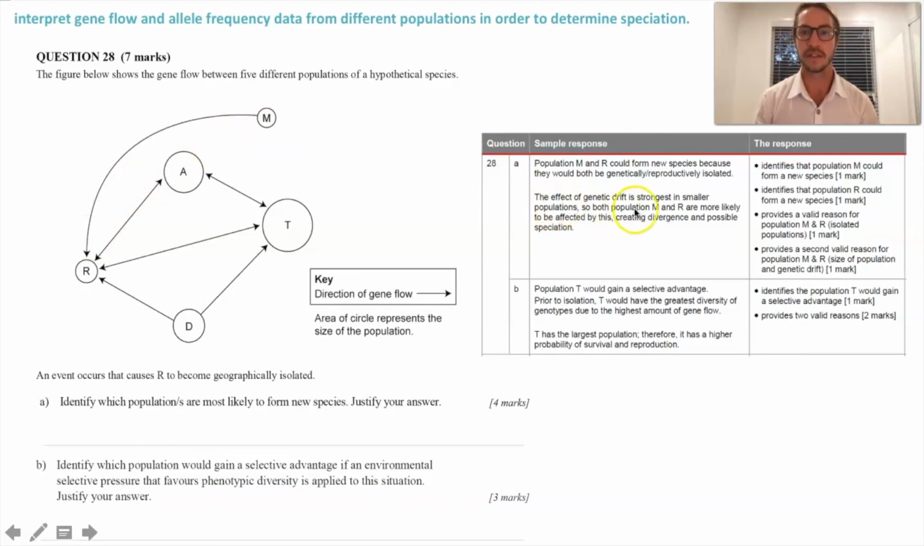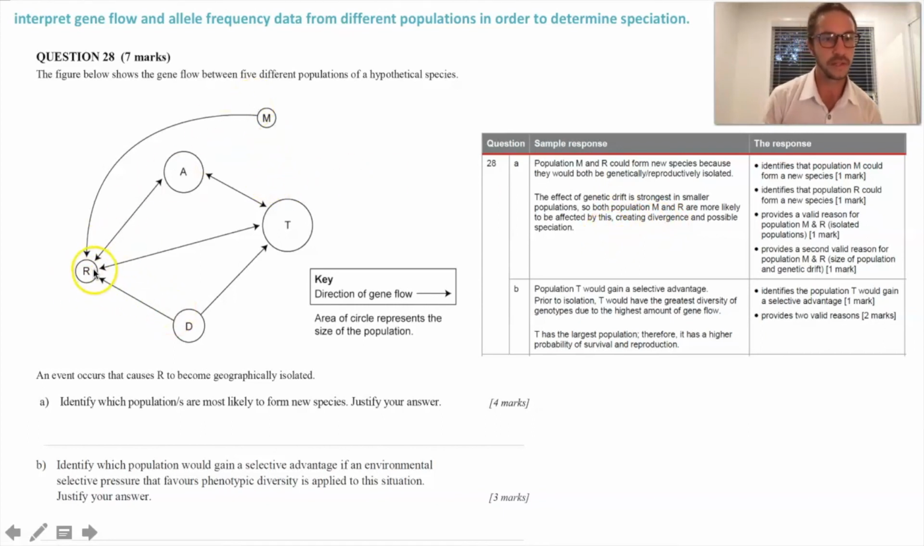The effect of genetic drift is strongest in smaller populations, and these 2 are the smaller populations. Why? Because they're just way more susceptible to influx and outflux of genetic information. So there's one reason. So both populations, M and R, are more likely to be affected by this, creating divergence and possible speciation. So they used size for this.